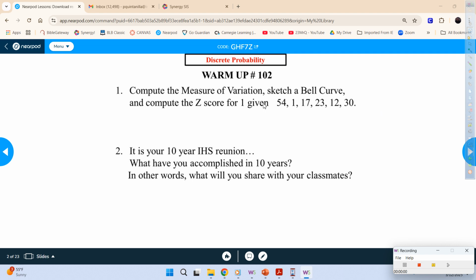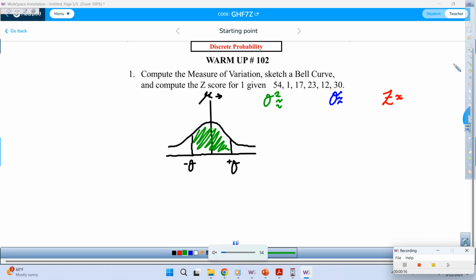Warm up 102 should come up on your screen. Let's get started, please. We have a minimum day, so it's going to go pretty fast, so stay focused. All right, let's get the show on the road.